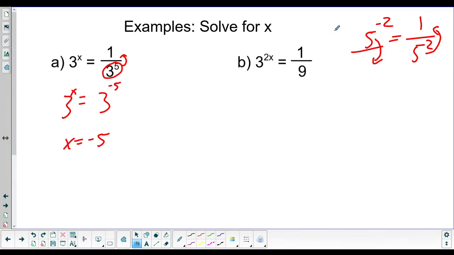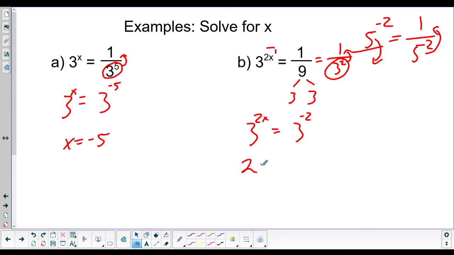Okay, this one we'll put it all together. So first of all, we need our 9 to be a 3. So we factor it, and we get 3 times 3. So this is 1 over 3 squared. Then we need to make this into 3 to a power instead of 1 over 3 to a power. So we take this, move it up, and turn our exponent negative. So we're going to have 3 to the 2x power equals 3 to the negative 2 power. Then we set our exponents equal to each other. 2x equals negative 2. Divide by 2, divide by 2. X equals negative 1.